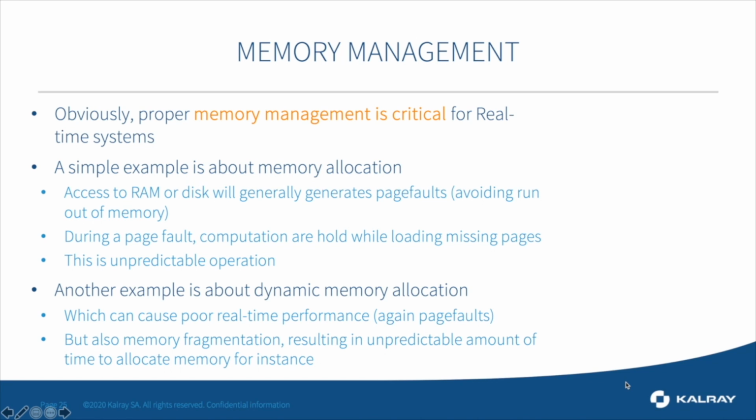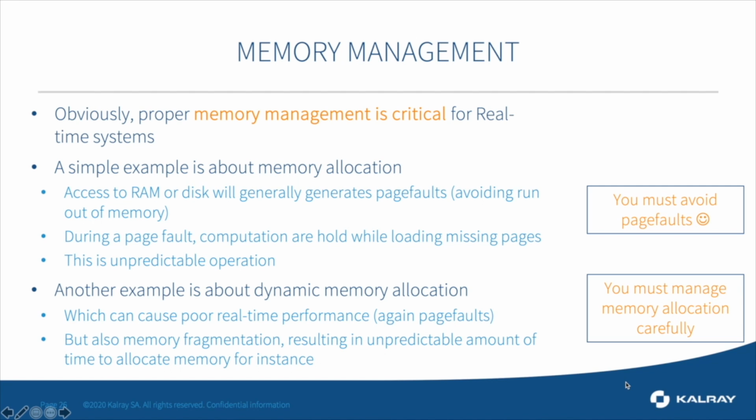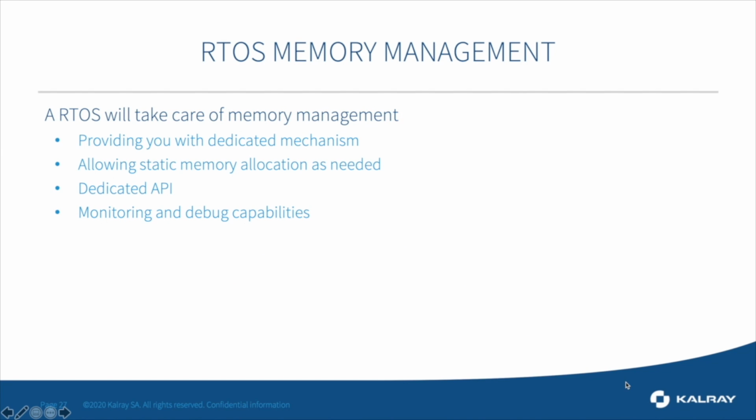Dynamic memory allocation is very similar, because you can create memory fragmentation, resulting in an unpredictable amount of time to allocate the next bunch of memory, for instance. Again, page fault and dynamic memory allocation are very good systems for some use cases. For others, we need to manage that in another way. In an RTOS, you need to avoid page faults, and you must manage your memory allocation very carefully. An RTOS will do that for you.